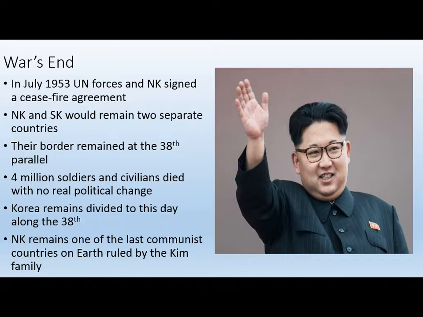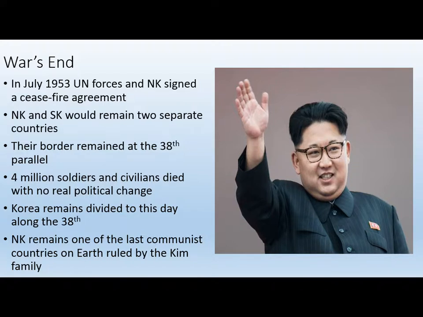To today, 2016, Korea remains divided. The North is communist, the South is democratic, along the 38th parallel. North Korea remains one of the few communist countries ruled on Earth. Unlike most communist countries where you had an authoritarian dictator, which kind of changes from one dictator to the next, North Korea has been ruled by one family for its entire existence as one country, and that is the Kim family. So it is technically a communist dictatorship, but it is also a dynasty, which is kind of interesting.